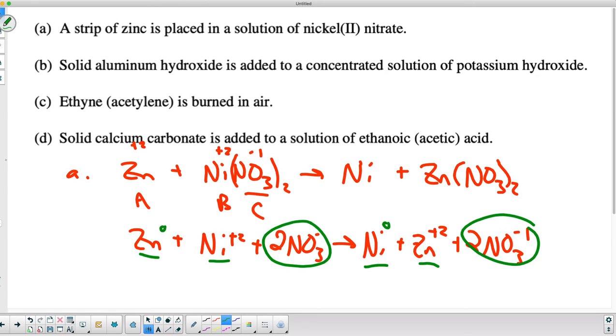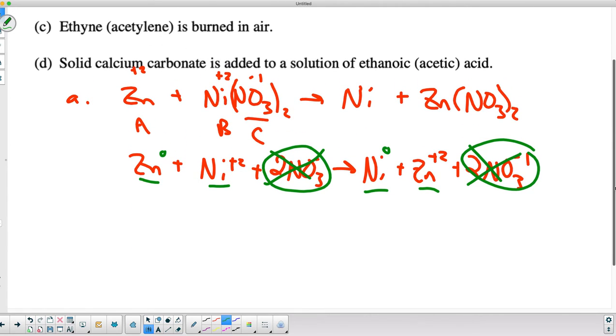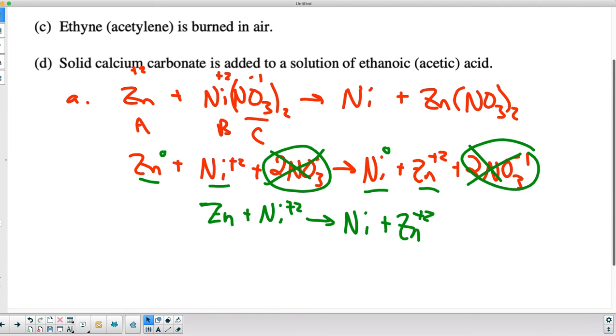So that means we can get rid of this, we can get rid of this, and what it looks like when I'm finished is just zinc, plus nickel with a plus 2, and then this goes to nickel plus zinc with a plus 2. That's it. That right there is the answer, okay? That's what you can reduce it down to get it correct. That took a little bit longer than I thought it was going to. So let's take this and move it up.